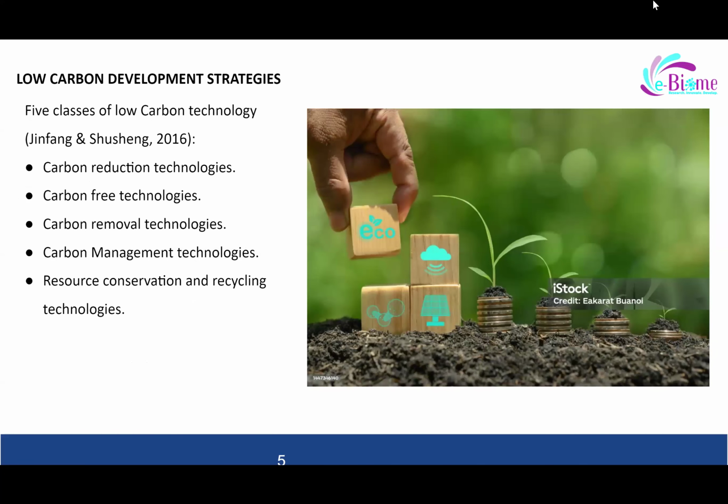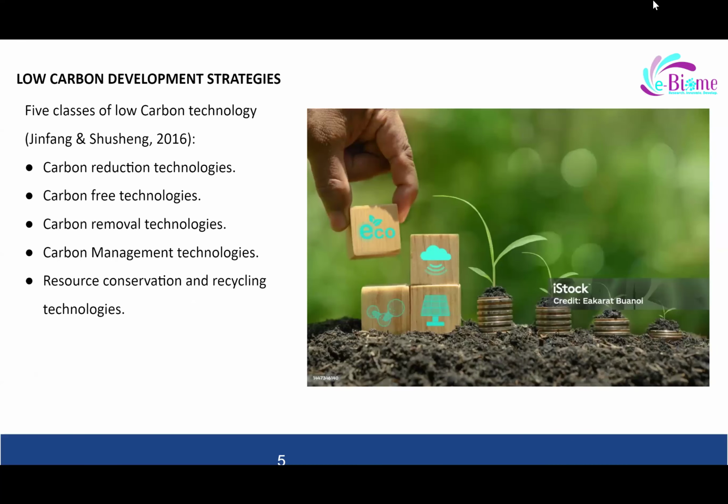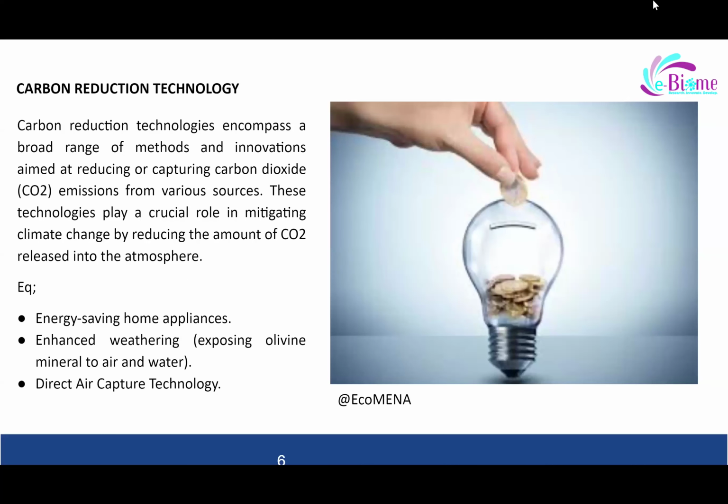So what are the low carbon development strategies? Here, we are considering strategies. We'll come back to technologies, but let's look at the strategies. So there are 5 classes of low carbon technologies, and we have carbon reduction technologies, carbon-free technologies, carbon removal technologies, carbon management technologies, resource conservation and recycling technologies. I'll explain each and every one of them in a bit. So what are carbon reduction technologies? As the first one, the carbon reduction technologies.